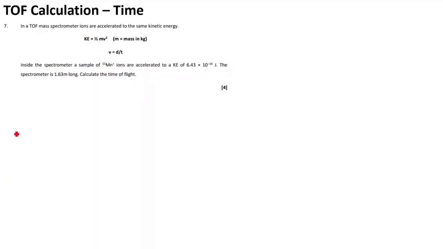So the next thing they could ask you is to work out time. And actually, this is virtually the same as the last one. The only difference is going to be that final step with how we rearrange speed equals distance over time. So first step, work out mass in kilograms.